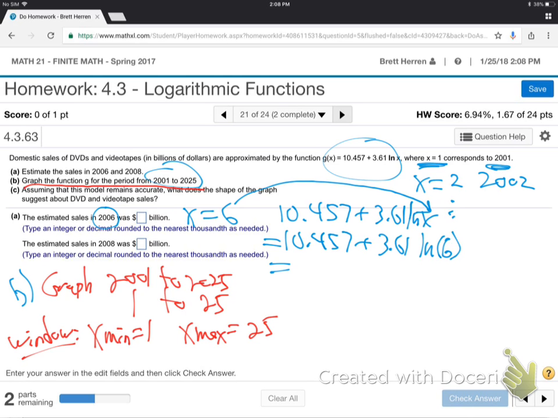Is that making sense? Are you getting the hang of the graphing calculator? That's where I'd be glad to help you. Hang out after for a minute or come before next time. You okay on that?